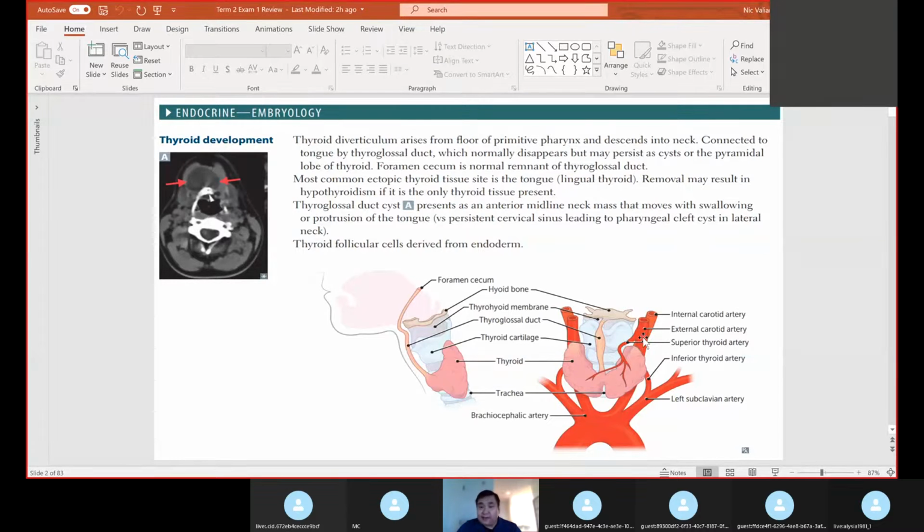Don't forget, the inferior thyroid artery, which supplies the inferior lobe of your thyroid, comes from what? Subclavian artery. Okay? Superior thyroid artery, a branch of your external carotid artery, and your inferior thyroid artery is a branch of your subclavian artery.